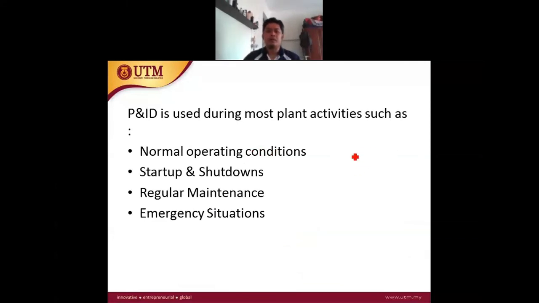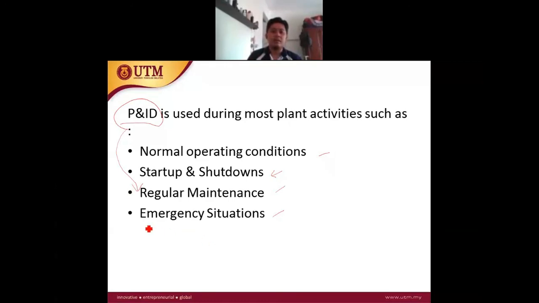So P&ID is used during most plant activities such as normal operating condition, startup and shutdown, regular maintenance and emergency. Okay, so P&ID is always being referred to, for example, during the design, before you start the system. And also it is used during maintenance, where you want to troubleshoot or you want to repair or replace something. Let's say the system identifies an error at a certain spot, but you need to know where exactly the equipment is, so we can use the P&ID to assist us to locate the actual location of the equipment.